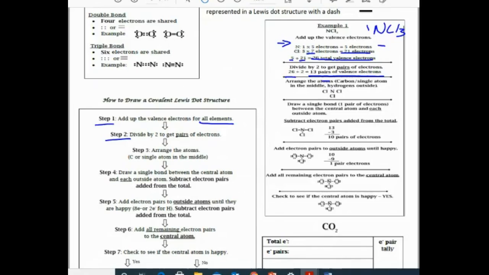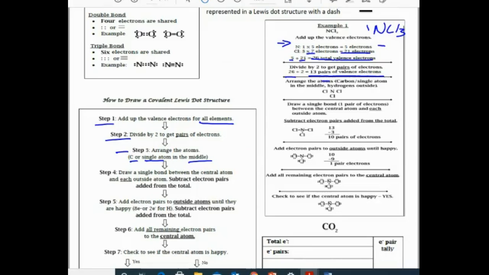Okay, step 3. Arrange the atoms with C or the single atom, so the atom is by itself. If carbon is an option, it always likes to go in the middle. So you're going to pick the atom that's going to go in the middle of this drawing. If carbon is an option, it always goes in the middle. It loves to be in the middle. If carbon is not an option in this specific compound, then whatever atom you only have 1 of, so you have a single of that, that's the one that's going to go in the middle.